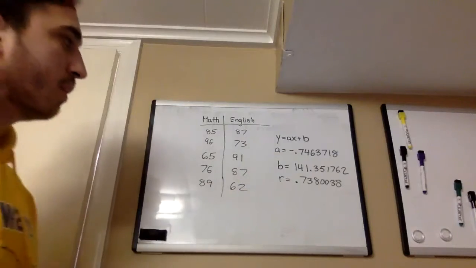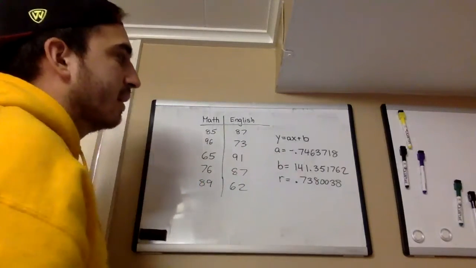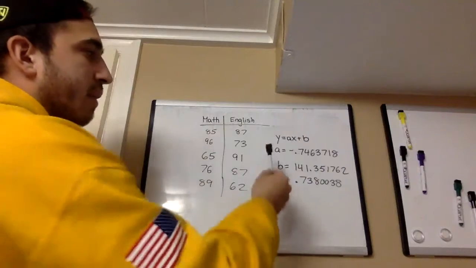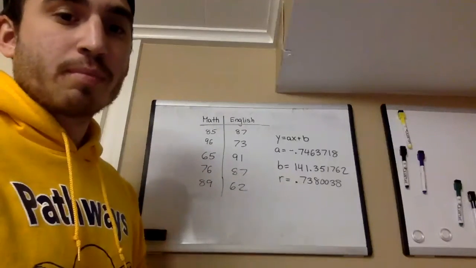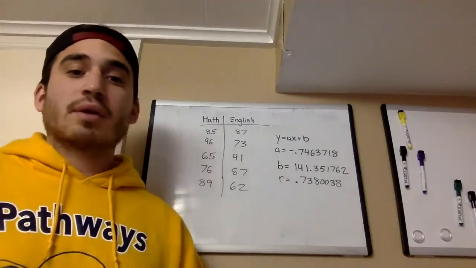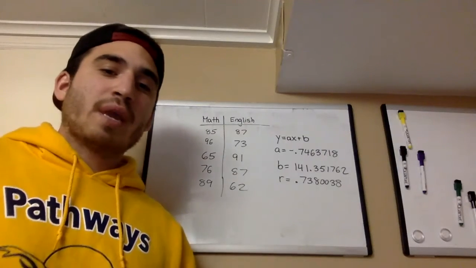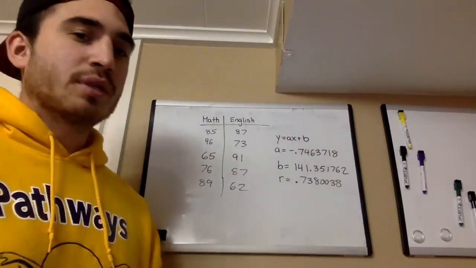So in part 1, we put all this information into our calculator, and the calculator gave us y equals ax plus b, gave us our a value, b value, and our r value. Those are the three most important parts that you need for linear regression. So the first question that they're going to ask you is to write an equation. So they gave us all these values, now we must do something with it.